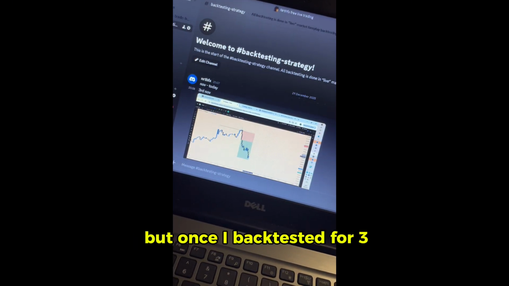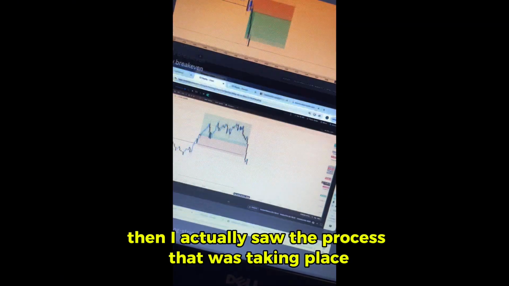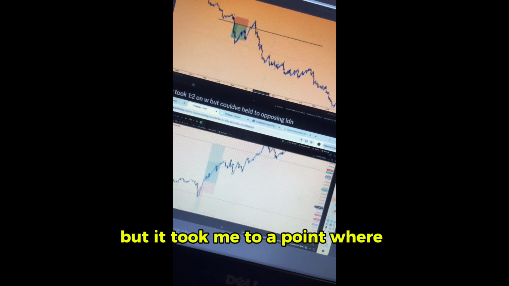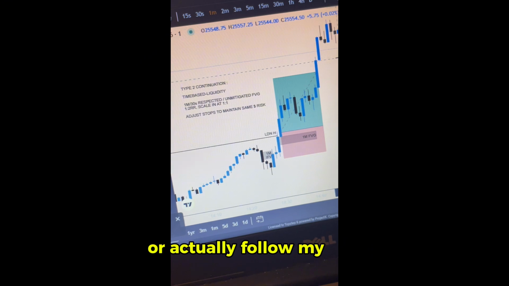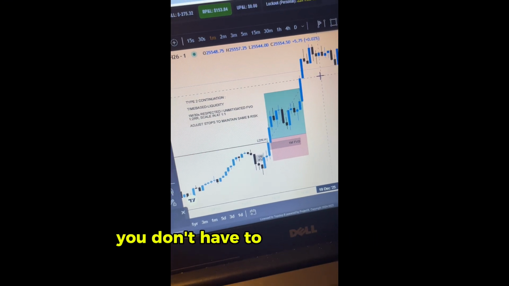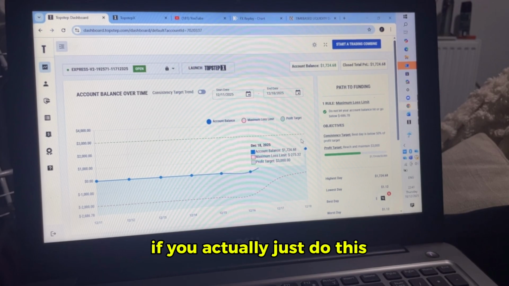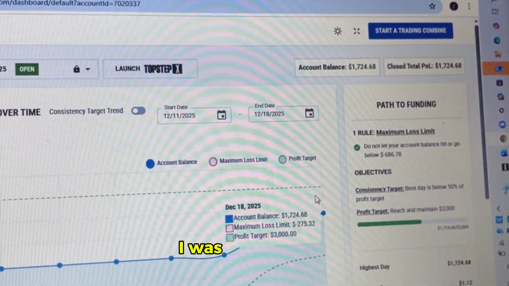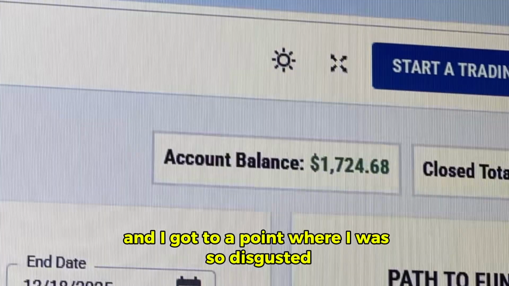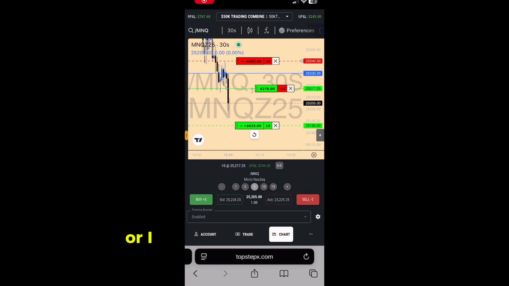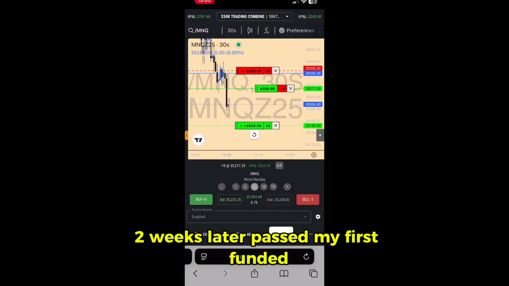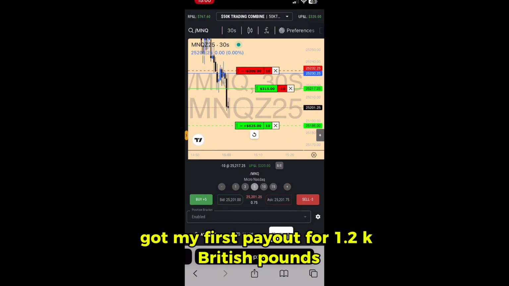But once I backtested for 3 months, forward tested for another 3 months, then I actually saw the process that was taking place. But it took me to a point where I had to either decide whether I was going to quit trading or actually follow my rules. And you don't have to get to that point. You don't have to lose that money in the first place if you actually just do this. And during that 6 months where I didn't follow my model, I was losing money. And I got to a point where I was so disgusted with myself. I said, either I quit trading now, or I follow my rules that I know are profitable. And since I did that, 2 weeks later, I passed my first funded, got my first payout for 1.2k British pounds.